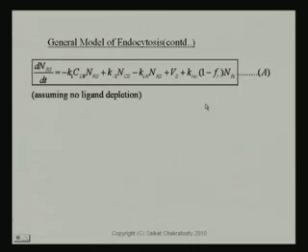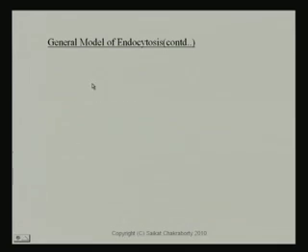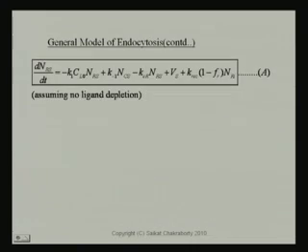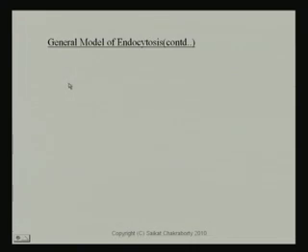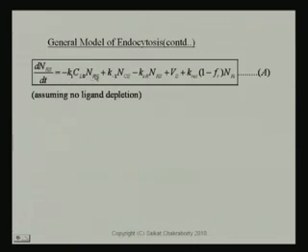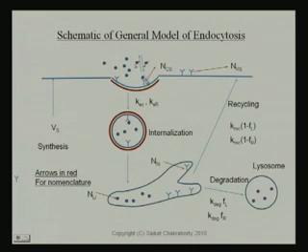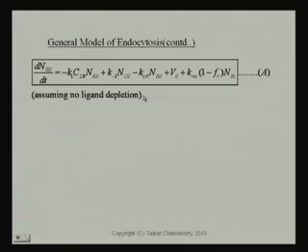Let's go back and forth from the model to the picture. So NRS is the receptor on the cell surface, that's the nomenclature. The receptor on the cell surface, this is what is minus K1 Cl0 NRS, that is the formation of the complex, right? And this is a backward reaction, K minus 1 NCS. So K minus 1 NCS is a backward reaction, and the forward reaction is Cl0 times NRS times K1, fine. So these two terms.